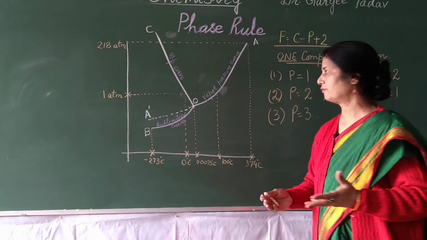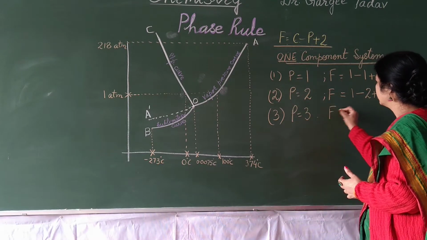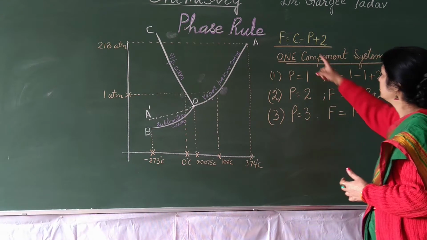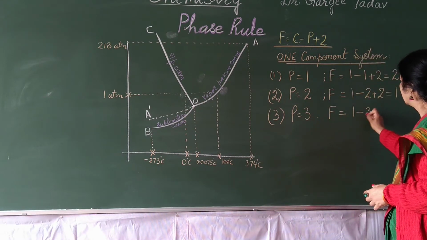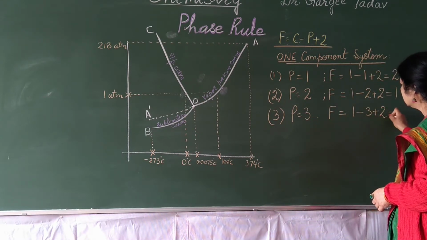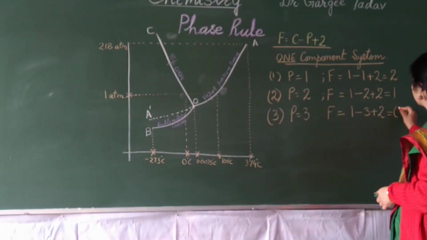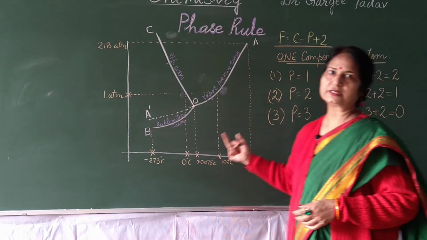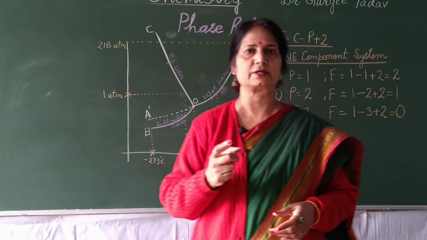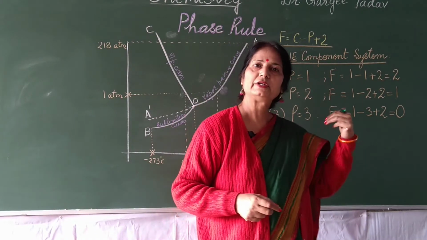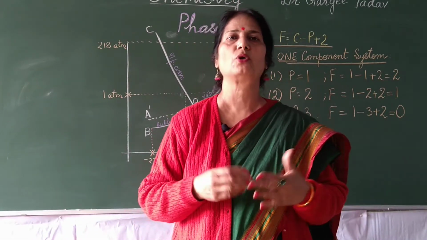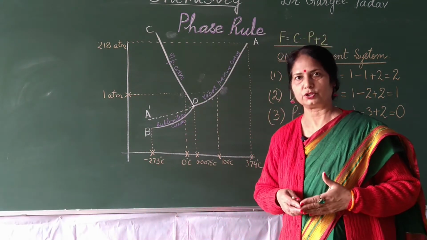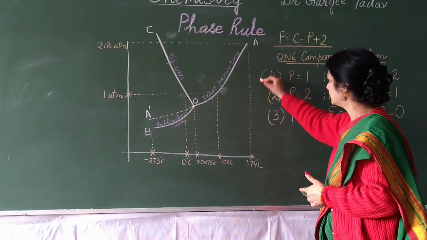Then what will be the degree of freedom? The degree of freedom F will be given by C is 1, minus P is 3, plus 2, and this comes out to be 0. This means that when three phases are present in equilibrium in a one component system, the degree of freedom is 0. This means that the system is non-variant. We call it non-variant when the degree of freedom is 0. So we have seen all the three cases.